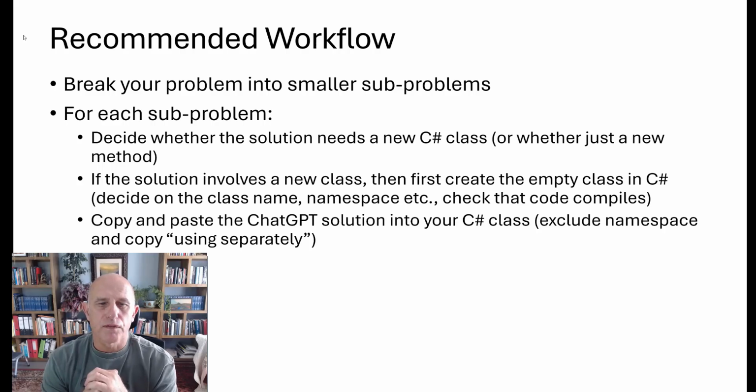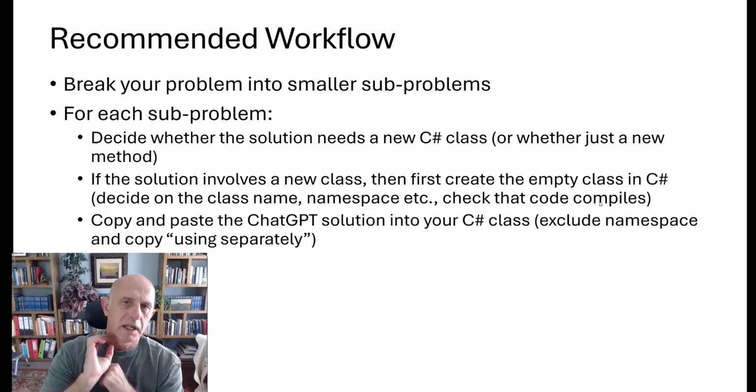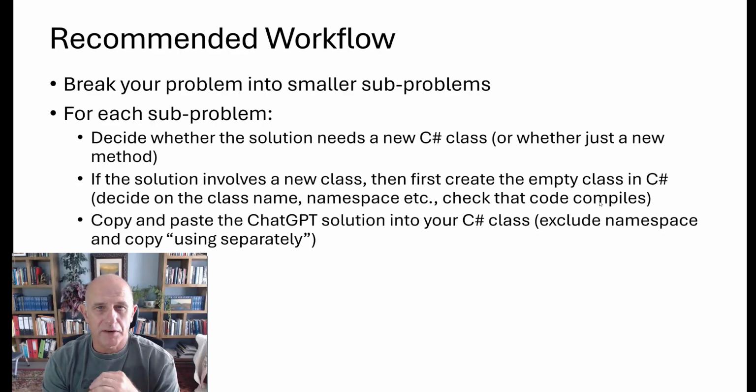If your solution involves adding a new class, then go into Visual Studio first and create that empty C# class and decide on the class name, the namespace, etc., and make sure that your code compiles. Your class is empty, so there couldn't be an error in your class, but just make sure your code compiles at that point, because otherwise you are not going to be sure where your error comes from when the code that you copied from ChatGPT into your class perhaps gives an error. So if you know your code compiles before you start, then you know the problem must be in the answer that ChatGPT has given you.